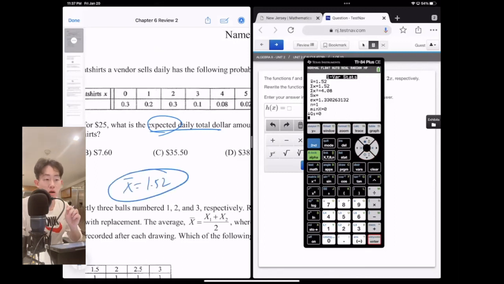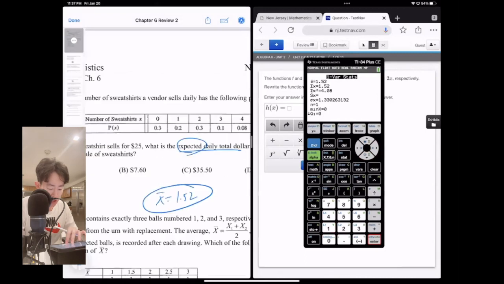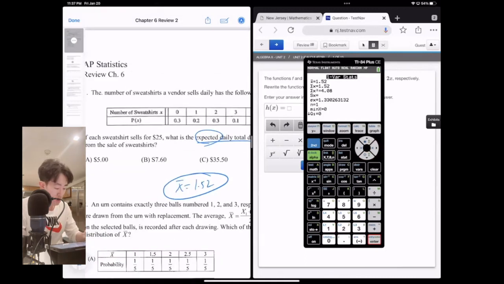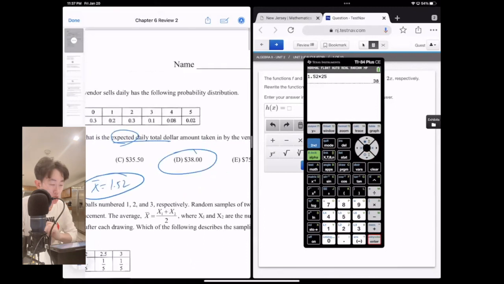That's the expected number of sweatshirts that you expect to sell. But it's the price we want, which means I take 1.52 and multiply by the $25 that I'll be earning. So the correct answer here should be $38, as you can see in the calculator.